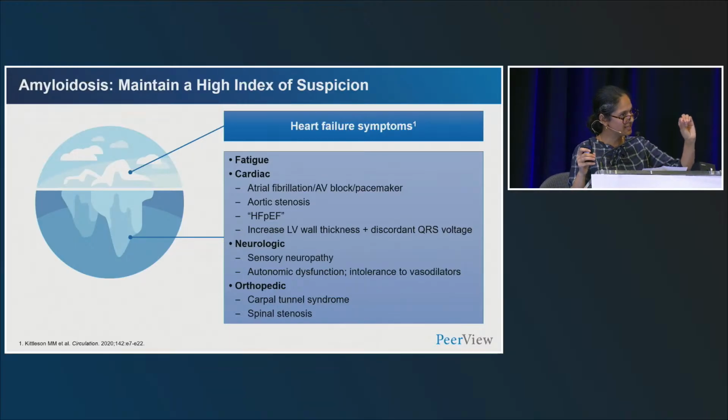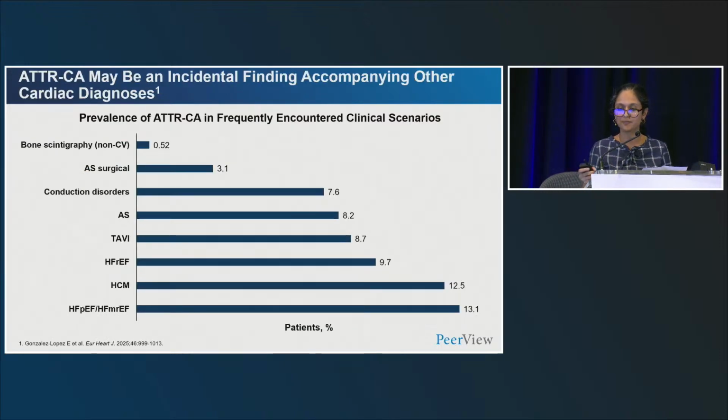Classically, you give them a little vasodilating antihypertensive, and they start fainting. That smells like autonomic dysfunction. Think about carpal tunnel, spinal stenosis. And when you think about these things, they are seen very frequently. It can be an incidental finding accompanying other cardiac diagnoses. Maybe someone thought the patient had HCM, hypertrophic cardiomyopathy, but that increased LV wall thickness was actually ATTR-CM.